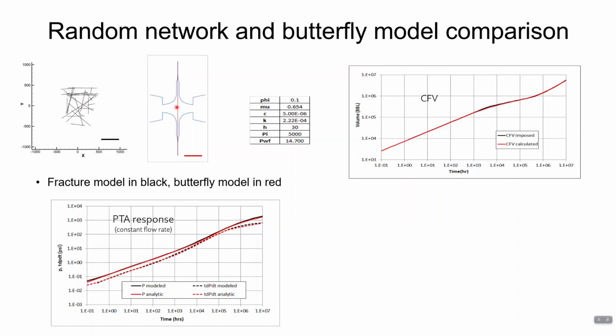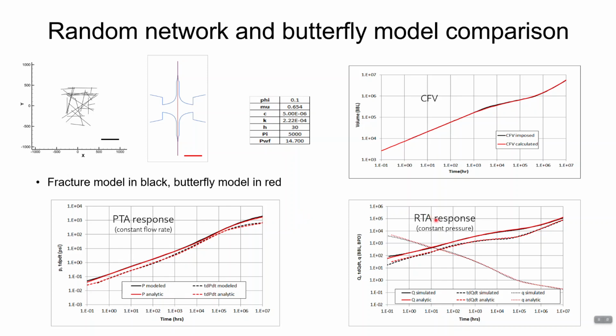If I were to produce both systems at constant flow, this is the pressure transient response. That would be the pressure, or normalized pressure, delta P divided by Q, and this would be the pressure derivative. And then you see that the performance of the random network and the butterfly model is pretty much the same. This is for single phase, of course. Now for multi-phase, we will discuss that in a little bit.